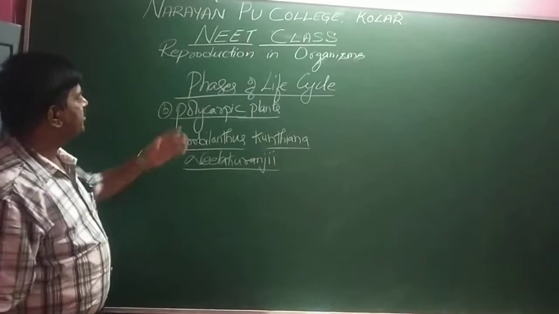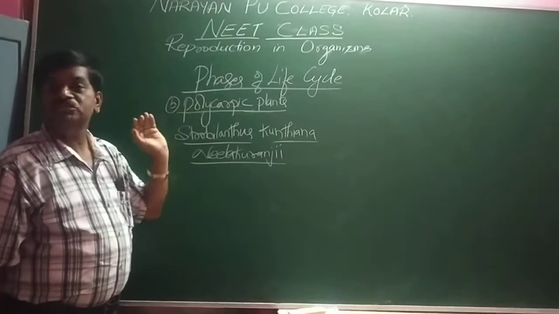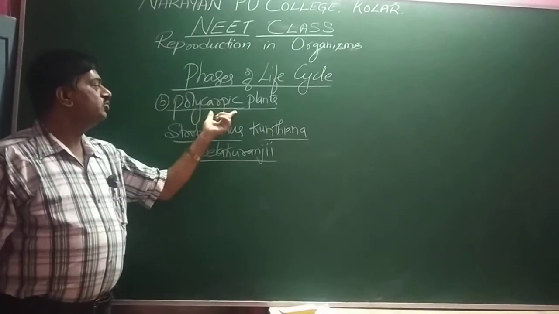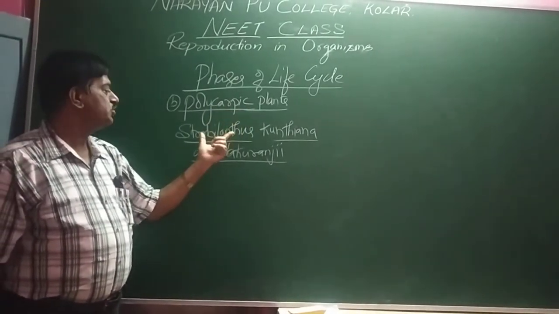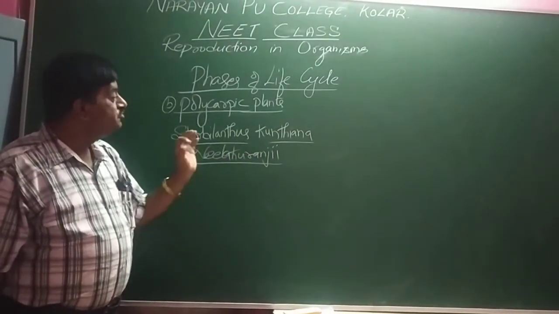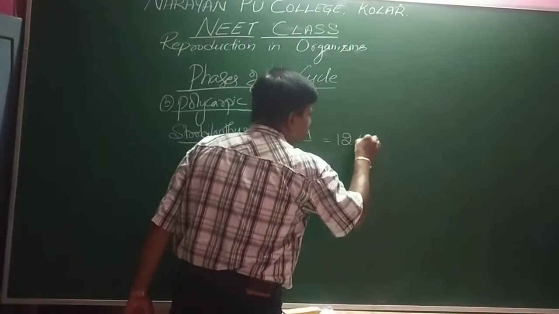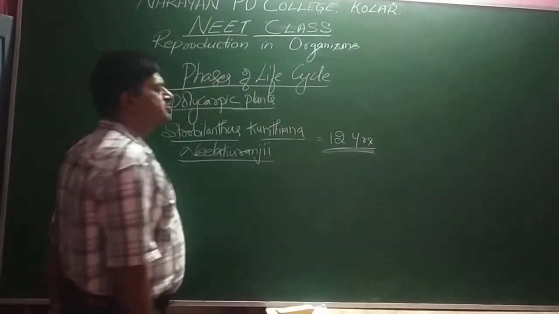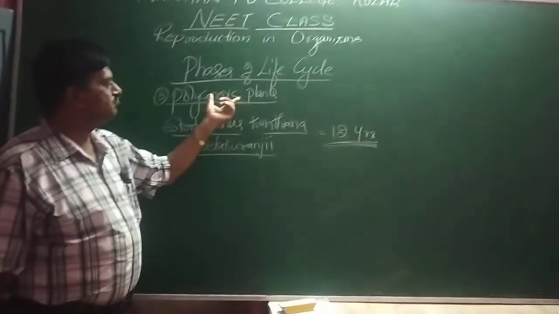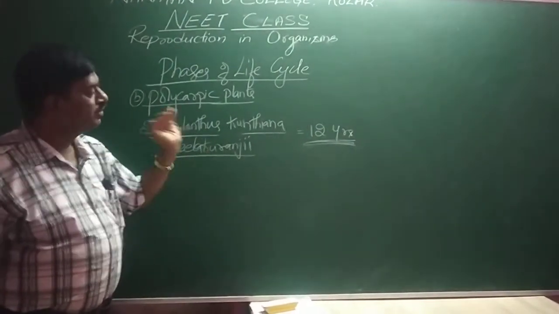So we'll start with the next one called polycarpic. Here the word poly means many, so within a year they start producing flowers many times. One example is Strobilanthes kunthiana, or Neela Karanji. This plant produces flowers once in 12 years. Whereas in polycarpic plants, flowers are produced many times, in Neela Karanji, once in 12 years they start producing flowers.